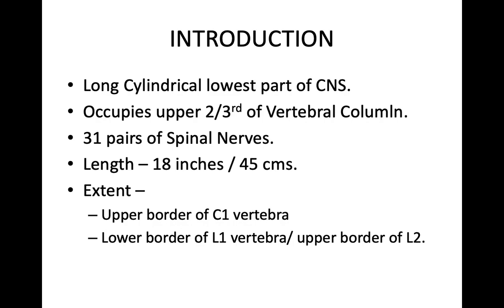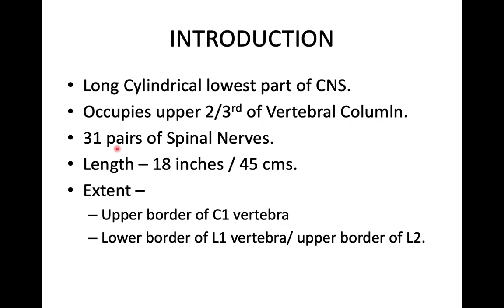The central nervous system is a major anatomical division of the nervous system, which comprises the brain and spinal cord. The spinal cord occupies the upper two-thirds of the vertebral column. Even though the spinal cord is located inside the vertebral column, it doesn't occupy the complete extent of the vertebral column. It occupies only the upper two-thirds.